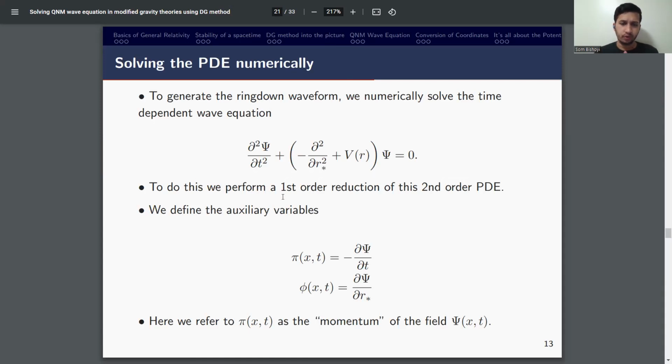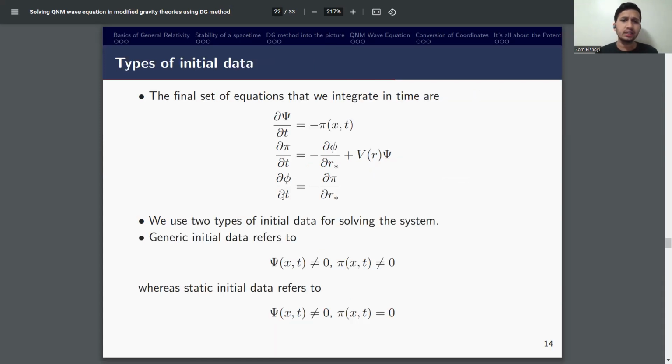So to generate the ringdown waveform or psi, as you can see in the expression here, to do this numerically, we reduce this second order equation into two first order equations. For doing this, we introduce two variables, pi and phi, the two fields which have been defined in terms of psi in this way. One is a partial derivative with respect to time, and the other is with respect to r star. Here, the pi field, or the derivative with respect to time field, is called the momentum of the field psi. Once we have that, we integrate the final set of equations, del psi by del t, del pi by del t, and del phi by del t, which have been given in the form here numerically. And for doing this, we use the DG method.